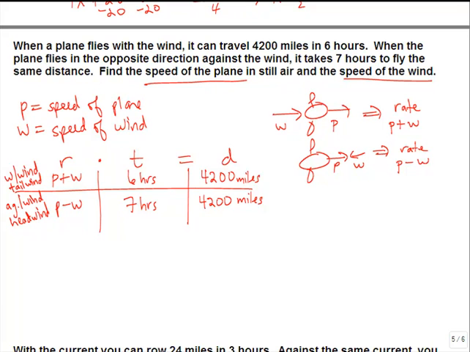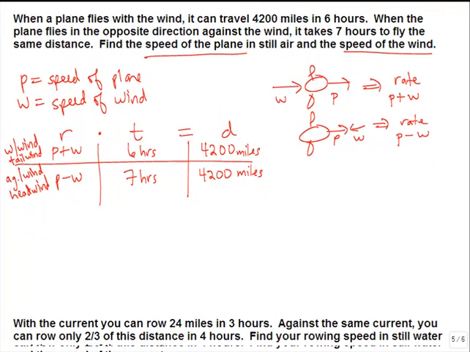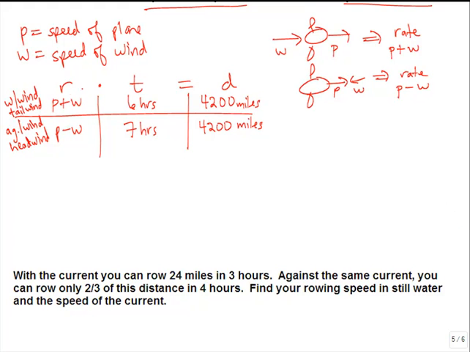So we have two variables. We want to get two equations in order to solve this. So here's how we get our equations. We use our formula up here. We're going to take this rate times this time has to equal this distance. And I'm going to use parentheses around this rate since it's this whole quantity. And I like to put the time in front. So I'm going to do 6 times (P plus W) equals 4,200.